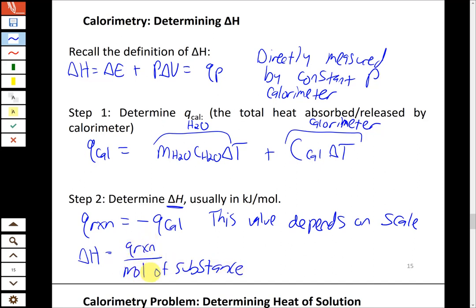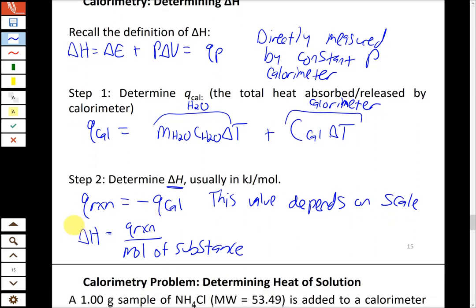Heat of reaction divided by moles of substance. So that's how we normalize it and get an actual useful value for delta H, because the amount of heat that we get is going to depend on how big of a reaction we're doing. All right, but let's talk about then how to do this with some real examples.